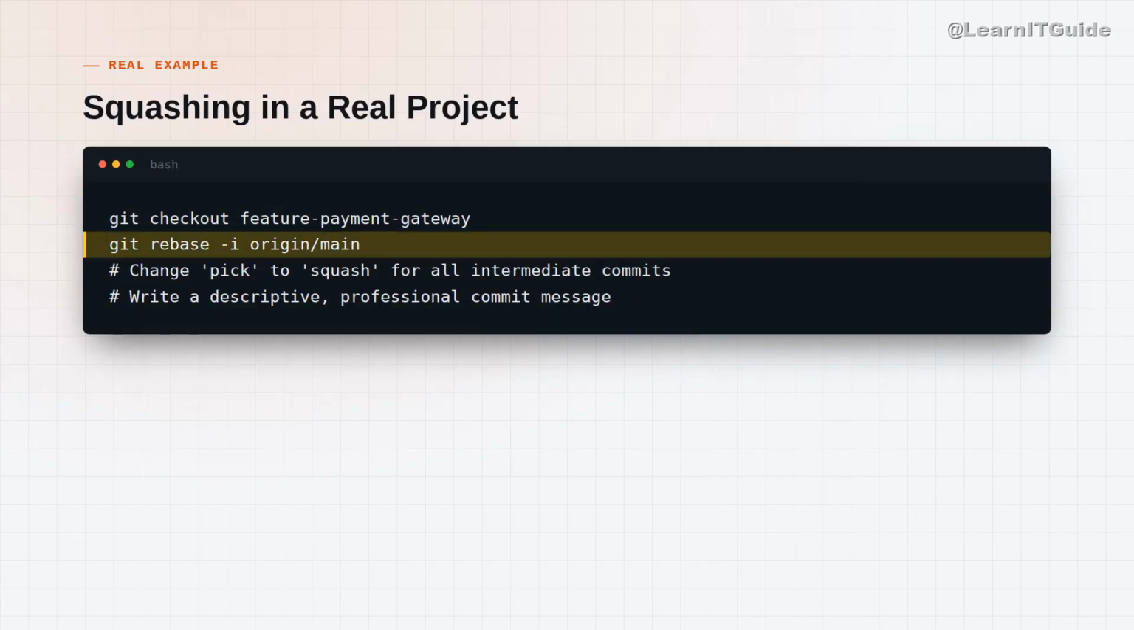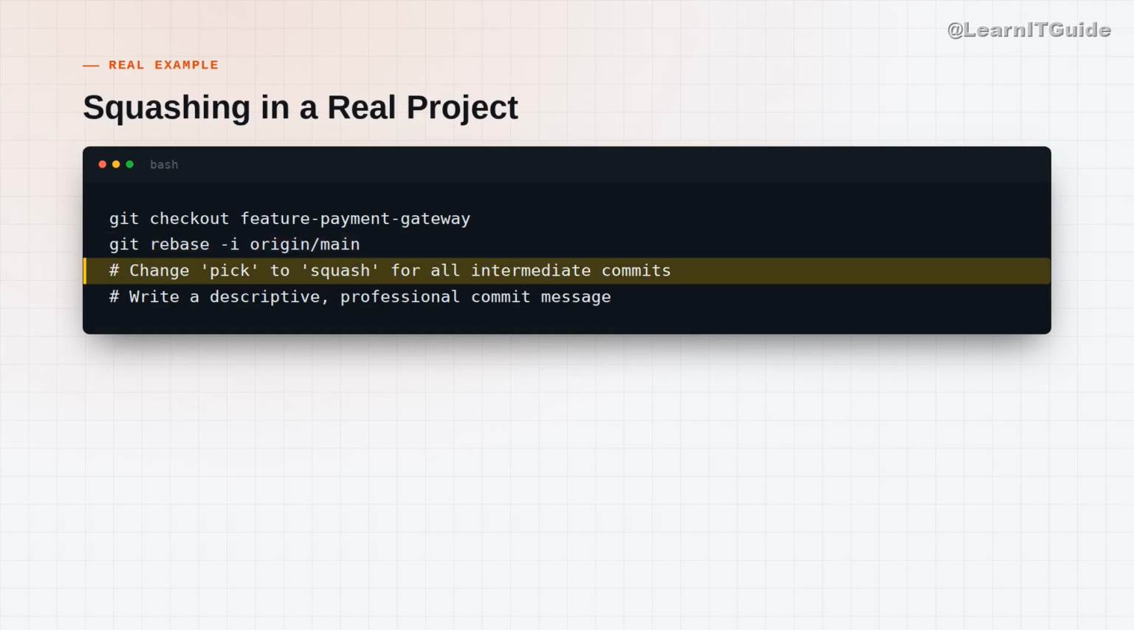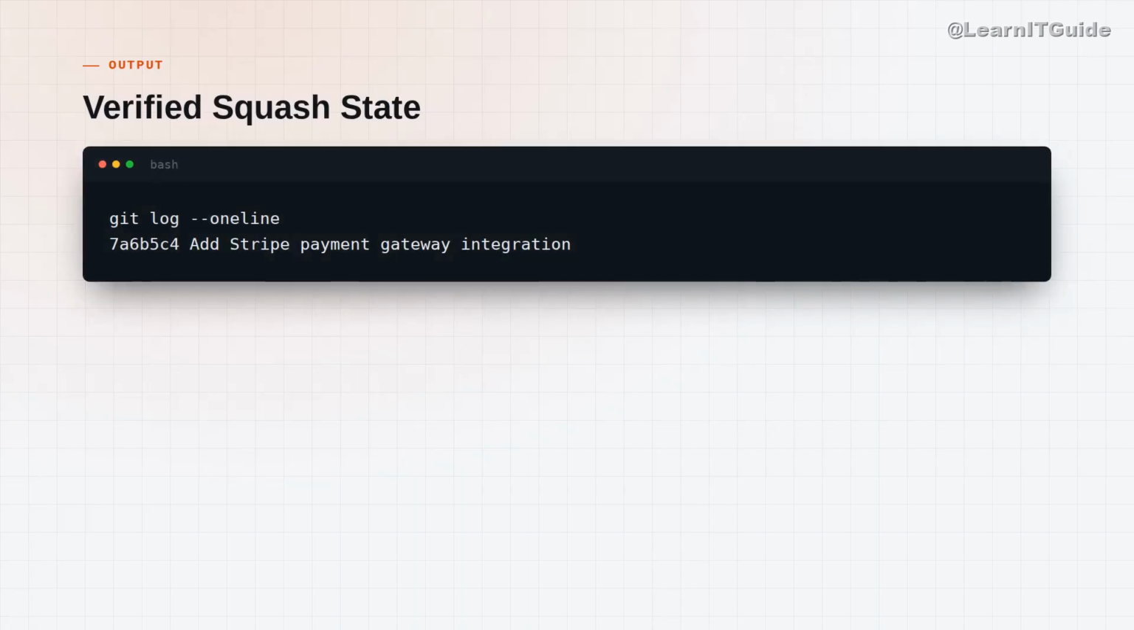In a professional environment, you often rebase against the main branch. This ensures your feature branch is up to date before squashing. By rebasing against origin/main, you pull in the latest changes, resolve any conflicts, and then consolidate your work. This is exactly how senior engineers prepare a feature for a clean merge into the production codebase. Running the log command now confirms we have a single clean commit. This makes the review process for your teammates significantly faster and more pleasant.